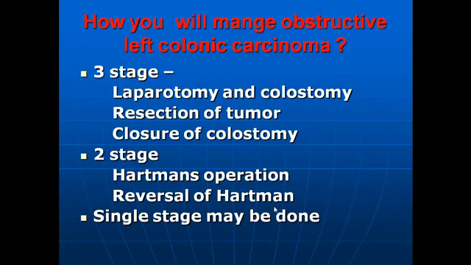Another important thing is how you will manage a patient with obstruction from left colonic carcinoma. As I stated, the annular and tubular varieties are common on the left side. The patient with left colonic carcinoma may present as acute intestinal obstruction, with the typical clinical picture of acute intestinal obstruction. So if a patient with left-sided colonic carcinoma comes with intestinal obstruction, there are different approaches. You have to understand them.